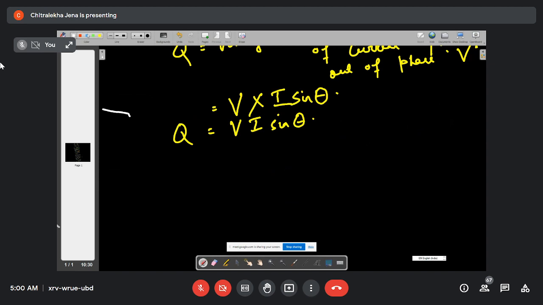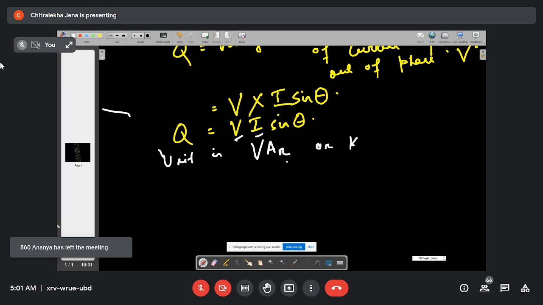What is the unit? The unit is VAR. Many times I have asked, nobody remembers this. We call it var, which means volt ampere reactive. V is volt and I is ampere, and since this is reactive power, it is VAR, or kilovolt ampere reactive, kVAR.